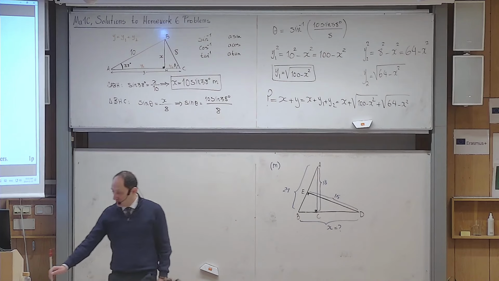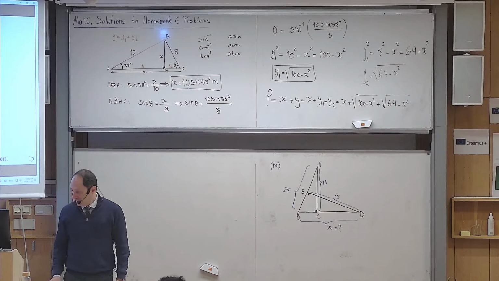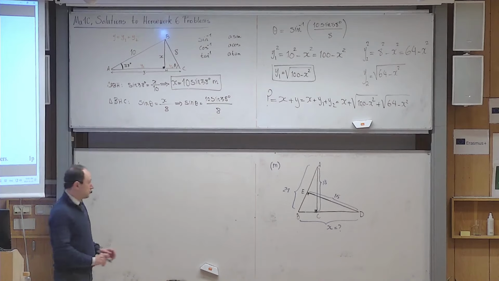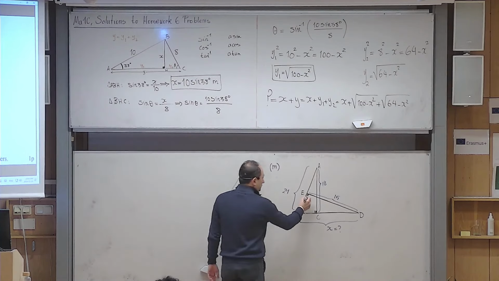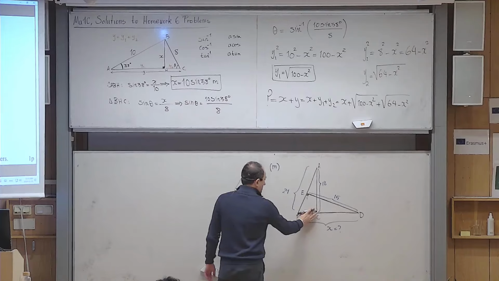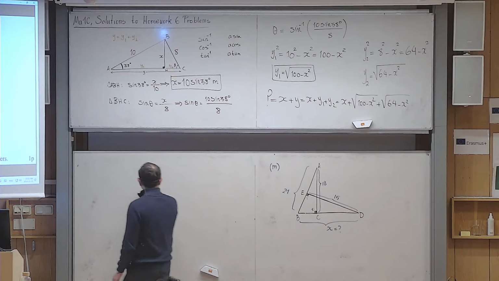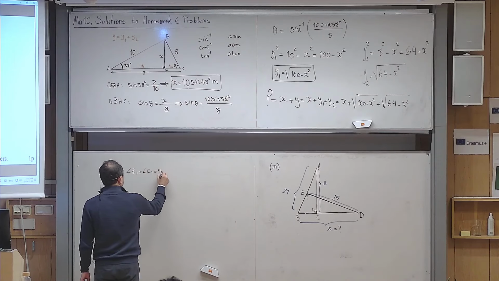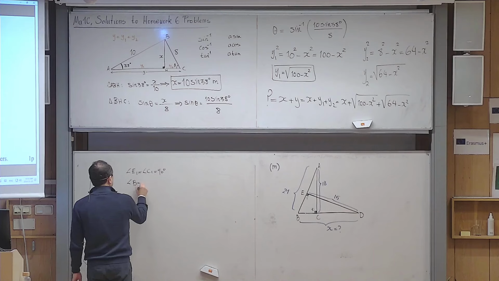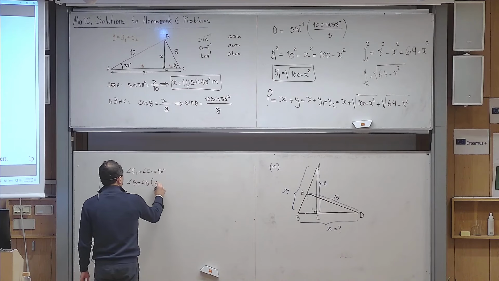But you have to write it down if this is the exam. So I would say, let me call it angle E1, angle C1. So I would say angle E1 is equal to angle C1 equals 90 degrees. Angle B is equal to angle B. I would write angle in common.